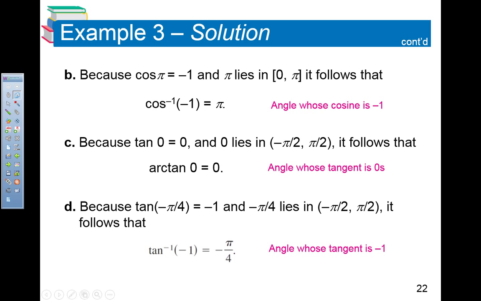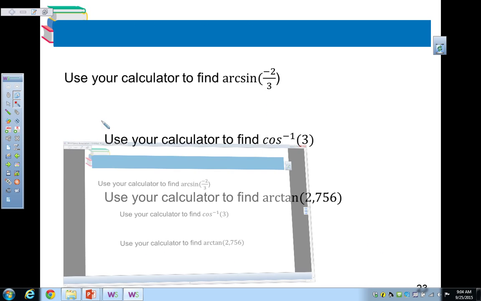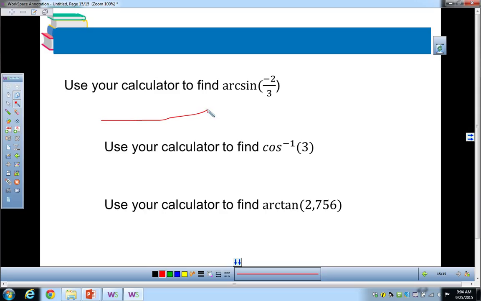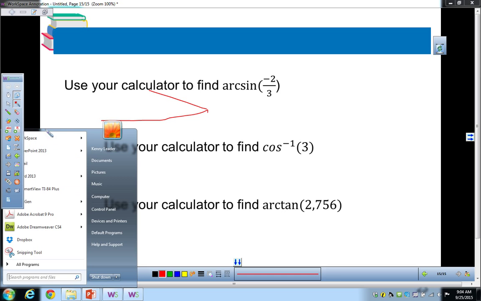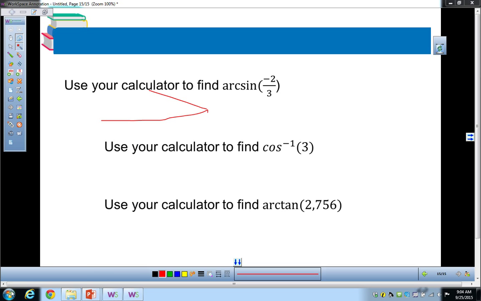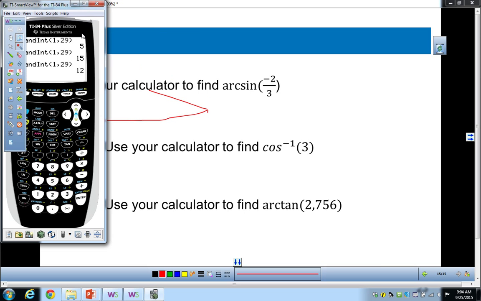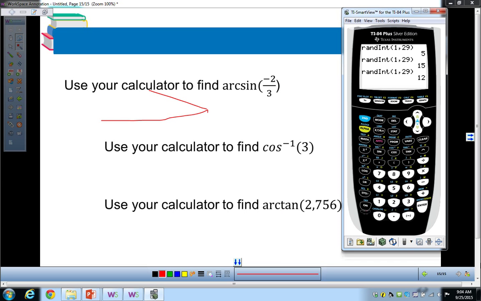Oh, last thing. I do want to show you these. Okay, so if they say use your calculator to find this, do you guys know how to do that? You just take your graphing calculators. Depending on how the answer is called for, make sure you're in radian mode or degree mode. Let's just say we're in degree mode, just to get more of an idea of what it looks like.